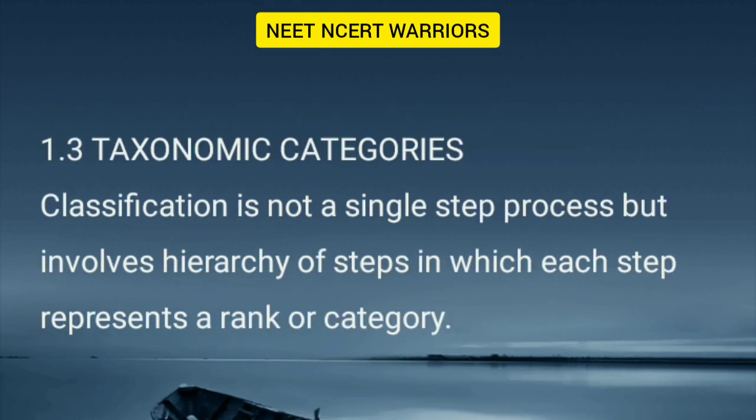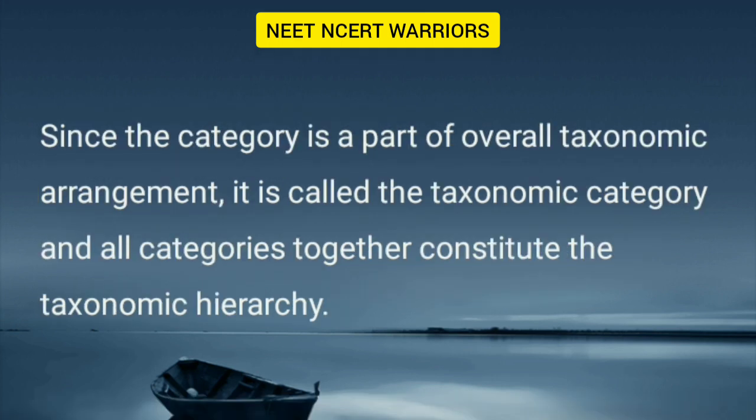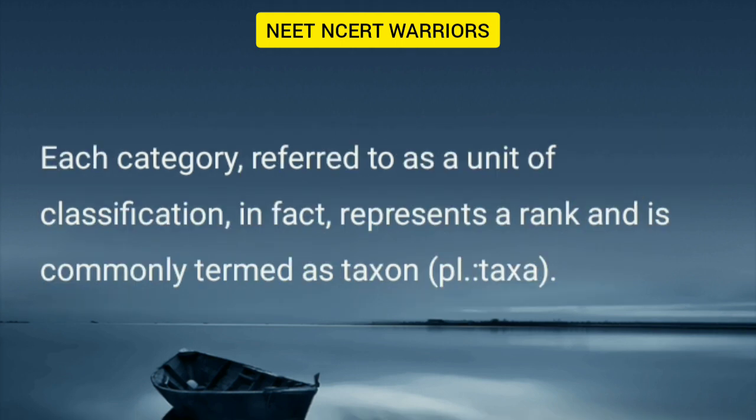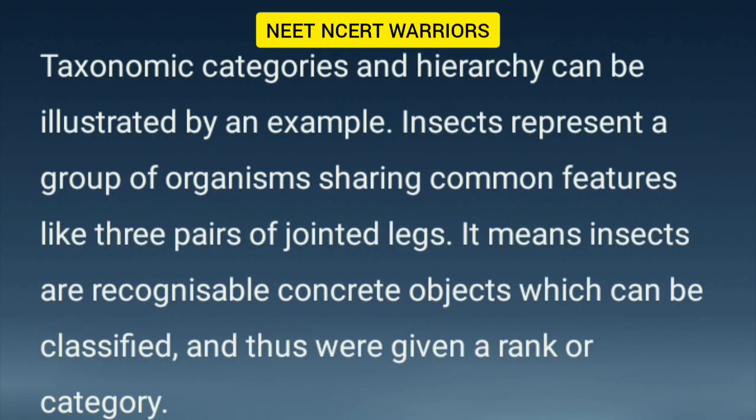Topic: taxonomic categories. Classification is not a single step process but involves hierarchy of steps in which each step represents a rank or category. Since the category is a part of overall taxonomic arrangement, it is called the taxonomic category, and all categories together constitute the taxonomic hierarchy. Each category, referred to as a unit of classification, in fact represents a rank and is commonly termed as taxon, plural taxa. Taxonomic categories and hierarchy can be illustrated by an example.